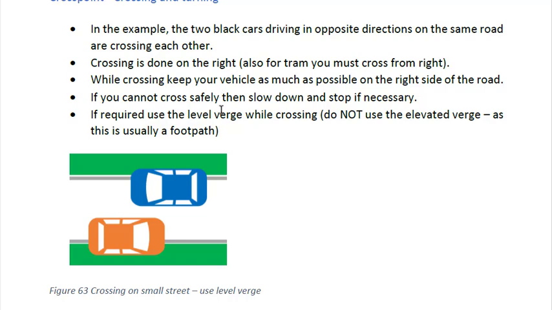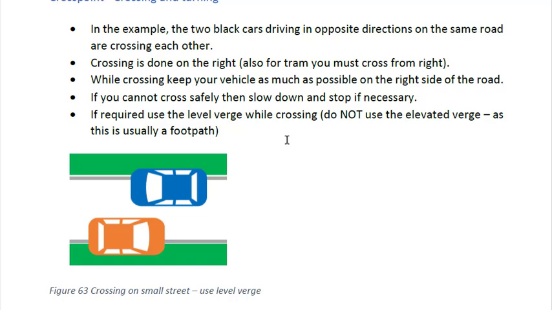If you cannot cross safely, if you think there is an obstacle, for example, let's say a bicycle going very slow in front of you, just slow down and if necessary, stop. Okay. So always remember, adapt your speed to the traffic conditions. We have learned this in the earlier lessons.